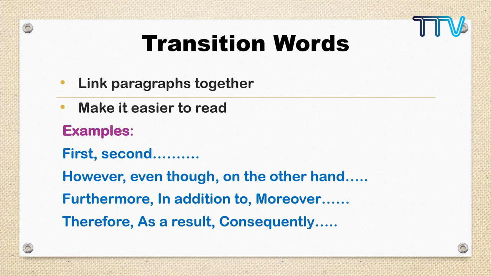So transition words like first, second, however, even though, on the other hand, furthermore, in addition to, moreover, as a result, therefore, consequently. These are all some examples of transition words that you need to use when you are connecting different paragraphs. Otherwise, each paragraph would look like a separate piece, right?